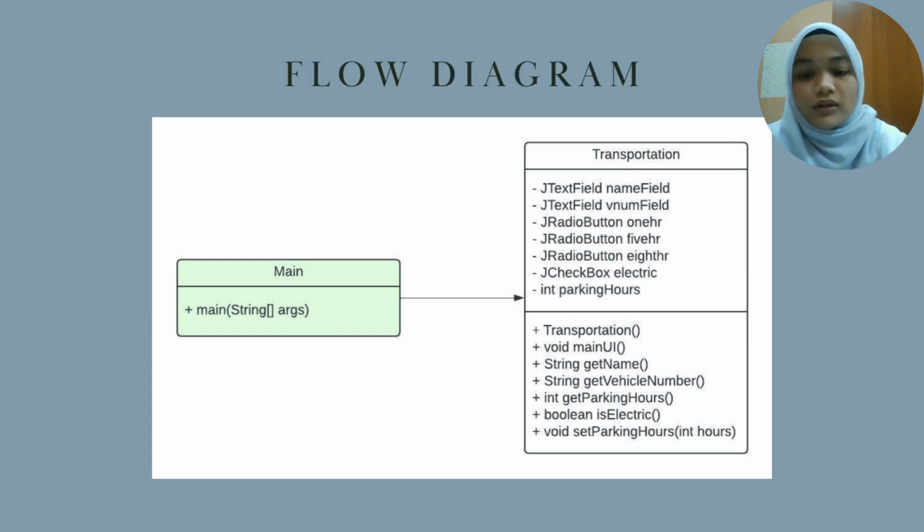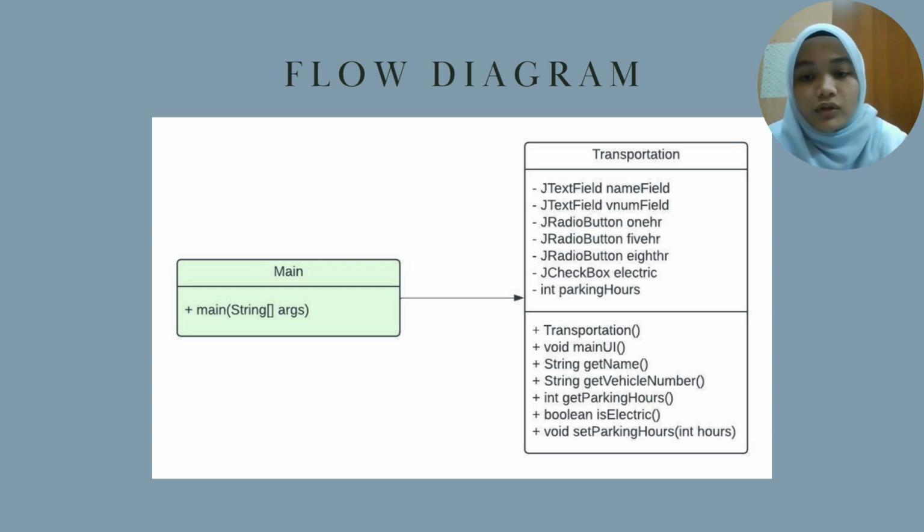Based on the flow diagram, we can see that we use two Java classes, which are the main class and the transportation class. The transportation class contains the attributes JTextField, a private text field for the user to input their name and vehicle number, JRadioButton for the user to choose the hour parking option, JCheckBox electric to indicate whether the vehicle is electric or not, and lastly, the integer parkingHour to store the number of parking hours.